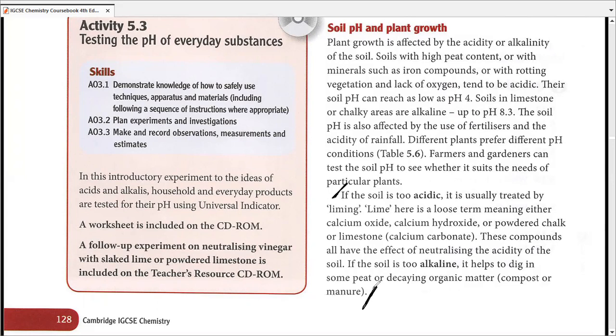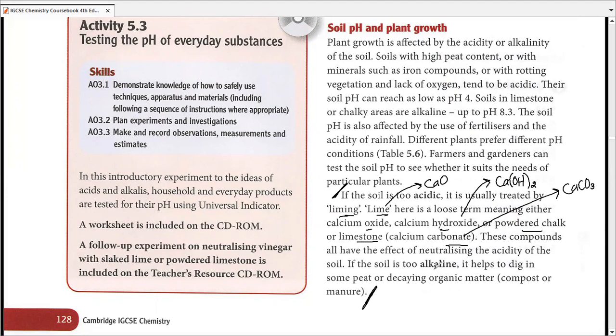If your soil is too acidic, you can treat it by liming. Lime is a loose term which can mean calcium oxide, CaO. It may also mean calcium hydroxide, Ca(OH)2, or powdered chalk or limestone, which is calcium carbonate, CaCO3. These compounds will neutralize the acidity of the soil.